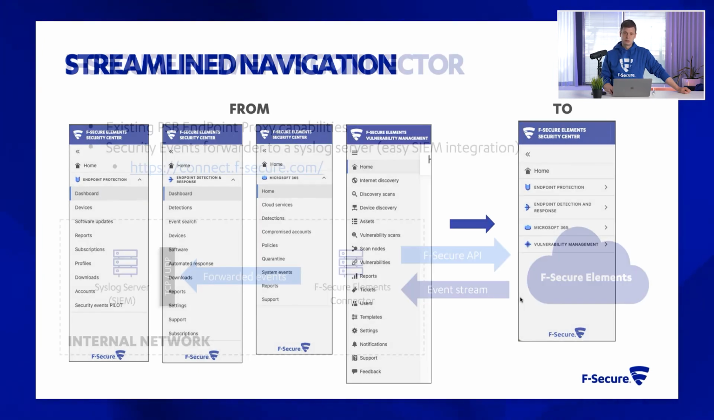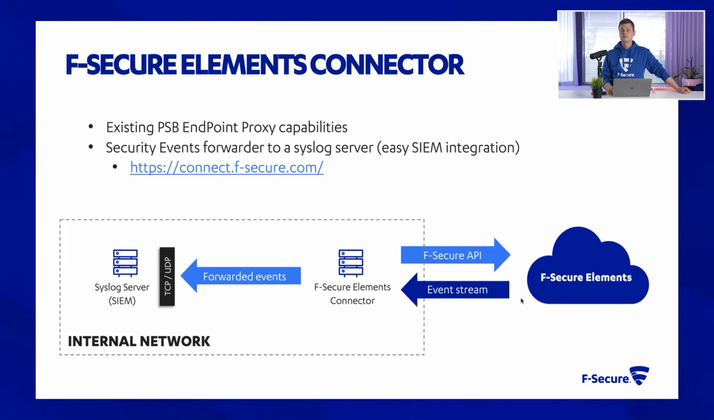Then Elements Connector, I already mentioned that this is currently in the pilot phase. If you want to participate in this one, again, reach out to your local F-Secure office, and they will help you get into this pilot. But soon it will be out. And what is this Elements Connector? Elements Connector includes all existing PSP endpoint proxy capabilities. So if you want to route traffic through this Elements Connector, you can do it and save some bandwidth. And the new thing is that it's also an easy way to forward security events to your syslog server.